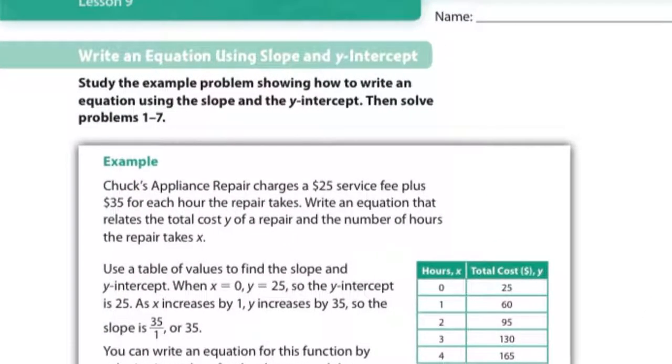All right, here's another round of problems. This is from your Practice and Problem Solving book, pages 93 and 94. We're going to write an equation using slope and y-intercept. So we're going to study the example problem showing how to write an equation using the slope and y-intercept and then solve problems 1 through 7.